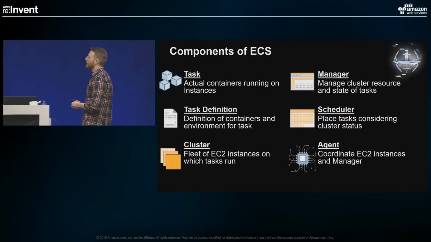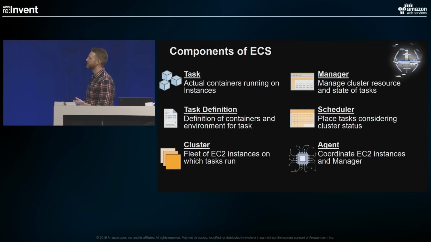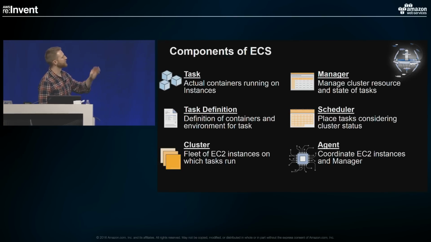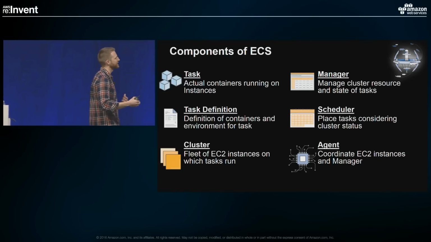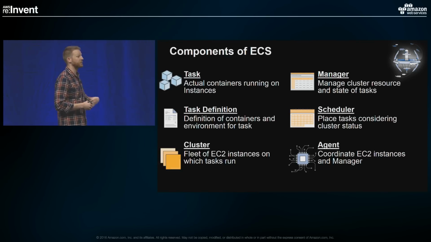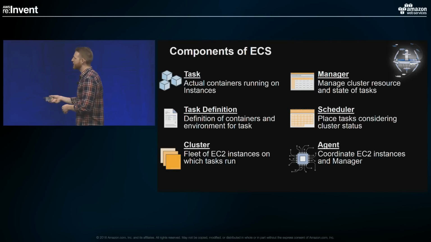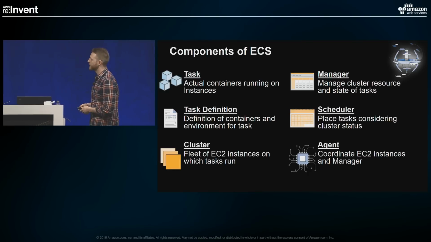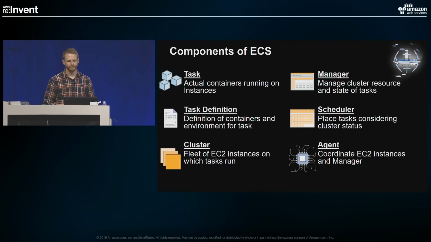The cluster, you can have multiple clusters in ECS. They're each their own namespace, and they're just essentially a pool of EC2 resources that run together. There's a cluster manager that aggregates all the cluster resources in the back end and the state of all the tasks. We have a scheduler that actually places tasks and considers your availability requirements for your service and the state of your cluster. And then finally, the agent is what actually coordinates the EC2 instances and communicates with the back-end services.